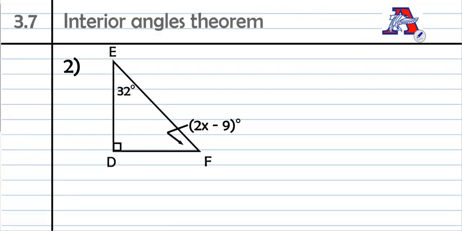All right, the second one is just going to be a little bit more work, a little bit more algebra. Same concept, all 3 angles should add up to 180 degrees. We do know that right angles are 90 degrees, so I'm going to fill that in. And then we're just going to write it down. So 90 degrees plus 32 degrees. I'm not going to write the degree sign though. Plus 2x minus 9 is equal to 180.